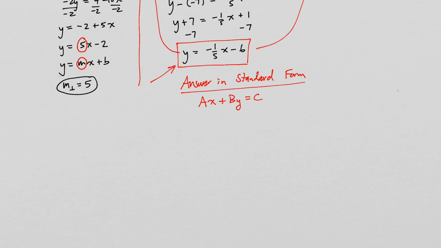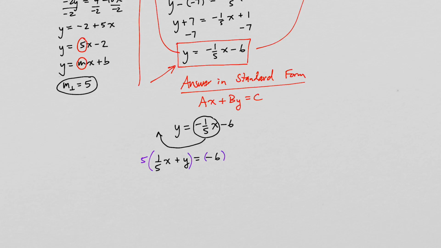So we have our equation. What I'm going to do is take this term and add it over to the left side, which makes it become positive 1/5 x plus y equals negative 6. And the second thing you need to do is multiply it by 5, because we don't want to have fractions when putting it in standard form. And if you do that, then this is the equation of your line.